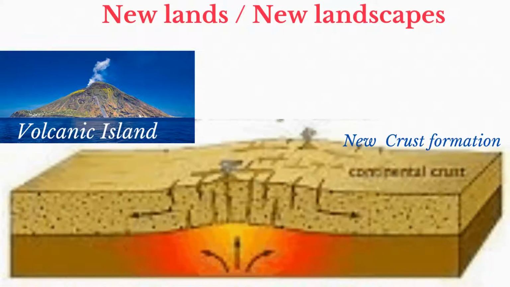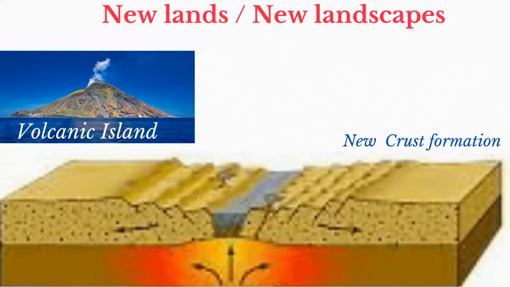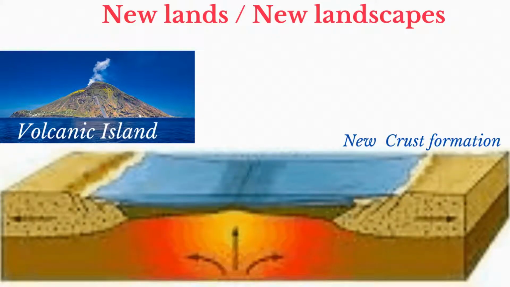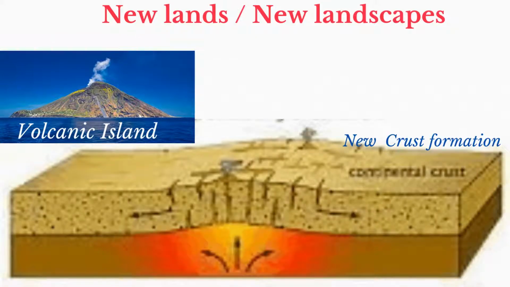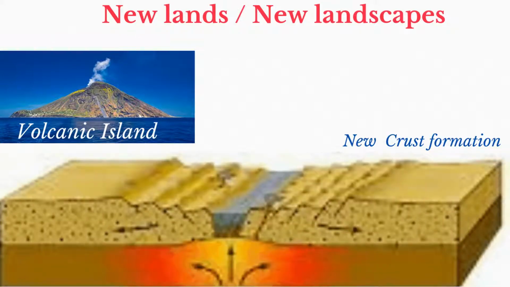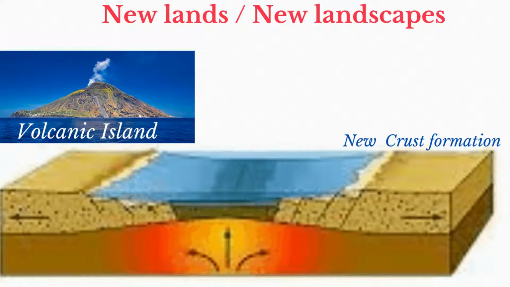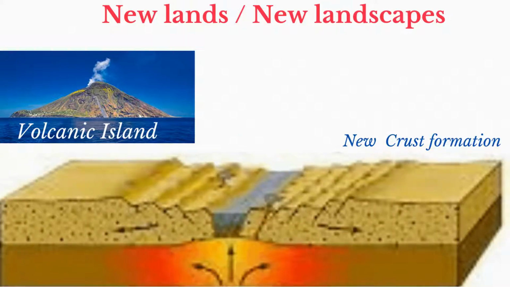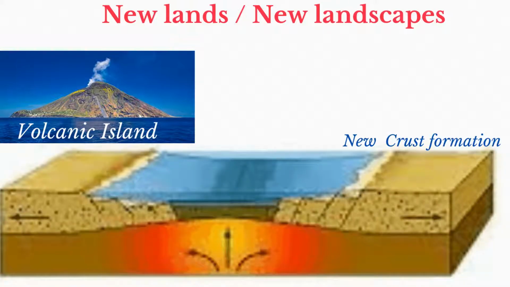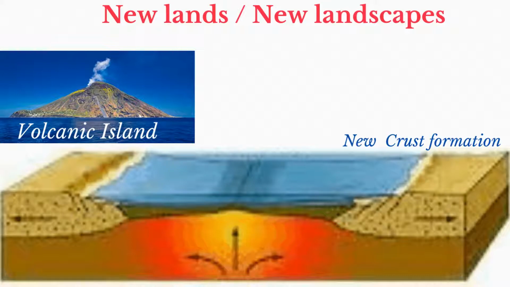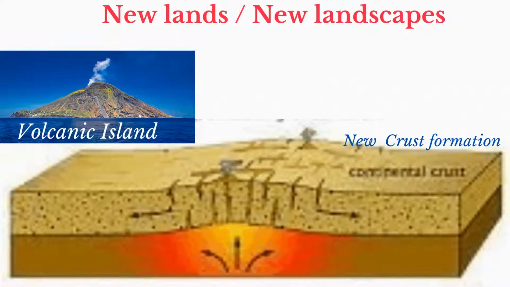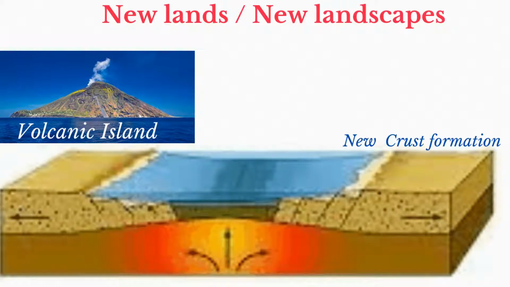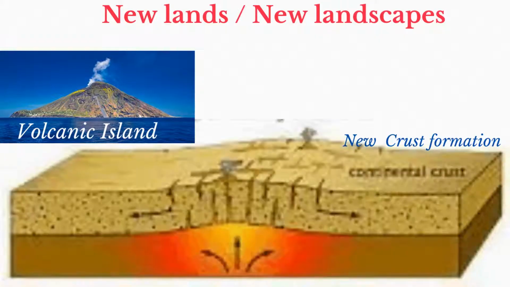Now, one advantage of volcanic eruptions is their ability to create new lands and new landscapes. When plates separate at divergent plate margins, magma moves upward through the gap to create new oceanic crusts. Thus, new lands are formed from the volcanic eruption. This can be seen in Iceland, for example.